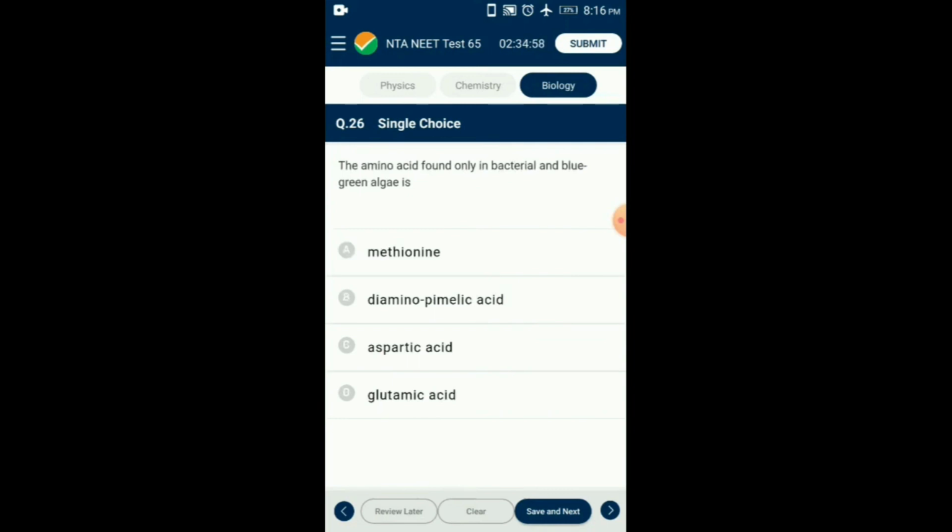Question number 26. The amino acid found only in bacteria and blue-green algae is diaminopimelic acid. It is commonly called DAP, an amino acid, a carboxy derivative of lysine. It is characteristically present in the cell walls of some gram-negative bacteria within the peptide linkages of NAM and NAG. So the answer for this question is option B, diaminopimelic acid.